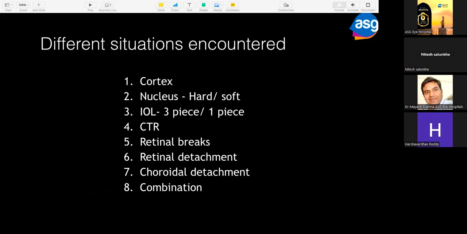Now, what are the different situations that you might see in such cases? Sometimes there might just be a little cortex. The small cortical chunks don't need intervention. They will not even cause any problems. Then the nucleus. It is important to assess the grade of cataract, whether it was a soft cataract or a hard nucleus, and the size of the nucleus, because this will help you plan your surgery ahead. Then if there's an IOL drop, it's important to see whether it is a three-piece or a single-piece. I'll talk about why that's important. Then, like we said, there can be a CTR, and associated retinal breaks, RD, CD, or a combination of all of these.